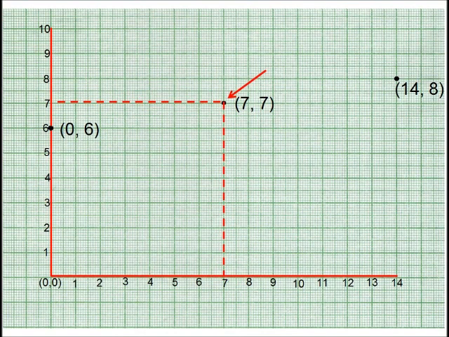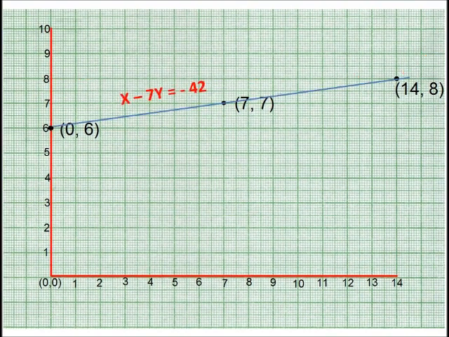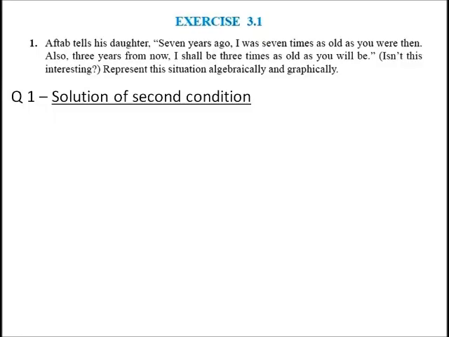This is the second point, 7, 7. That means the value on the x-axis is 7 and the value on the y-axis is again 7. This is the third point, 14, 8. That means the value on the x-axis is 14 and the value on the y-axis is 8. Now join all these 3 points by a straight line. So this line will show the line x minus 7y is equal to minus 42.